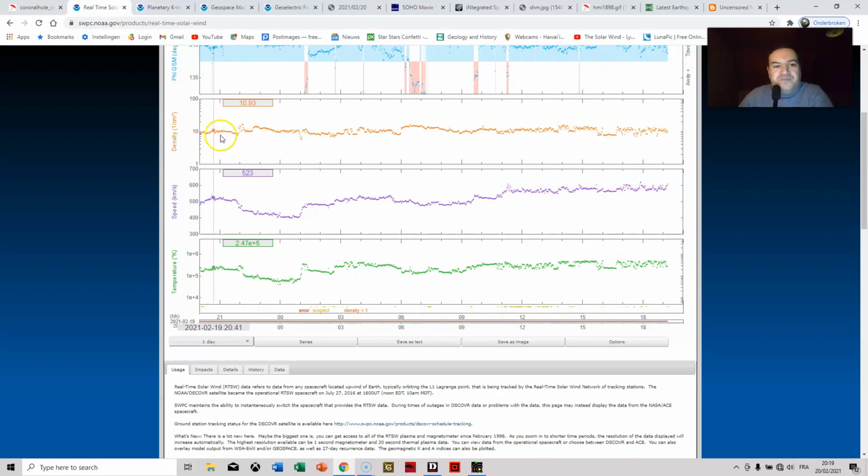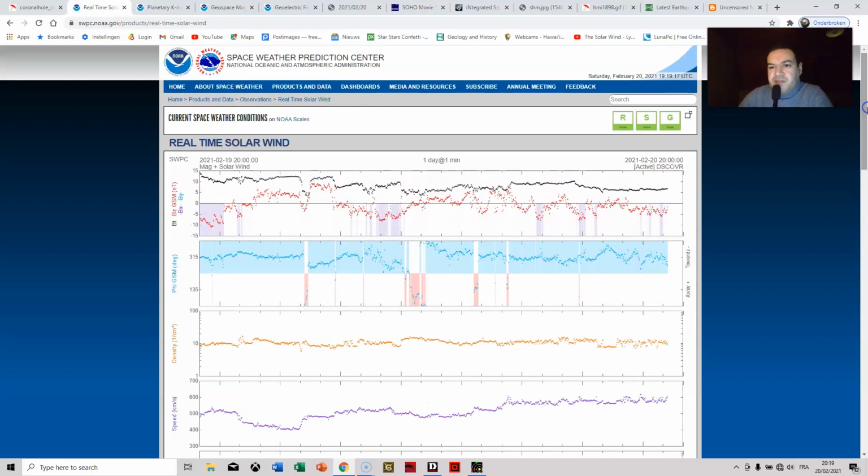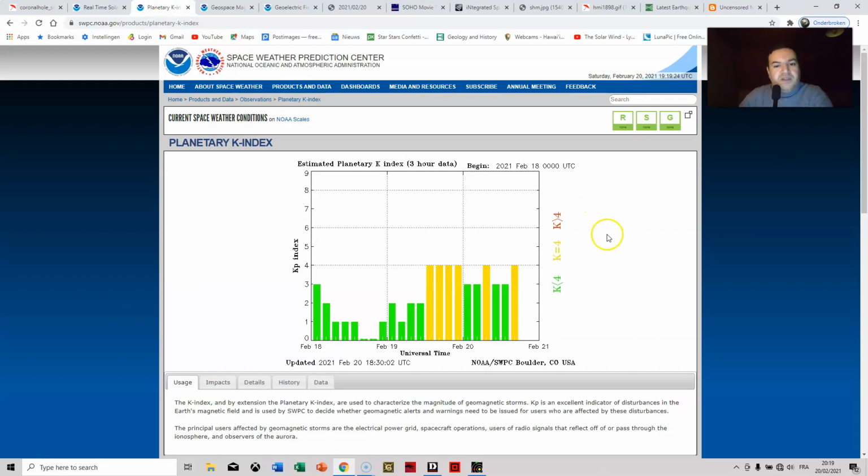Looking at the speed, we see more or less 600 kilometers a second. Density is pretty moderate to low. This isn't the densest solar wind stream, but it does have a decent amount of speed. KP index stays at KP4, and this is not enough to produce a G1 storm. This could always change in a couple of hours, because we are still inside that solar wind stream.